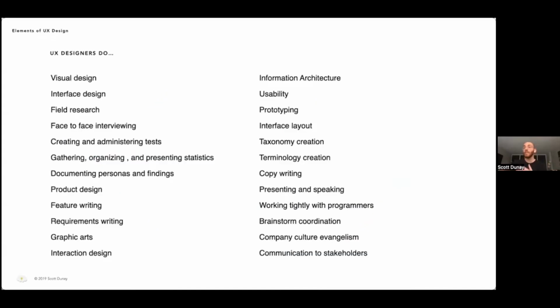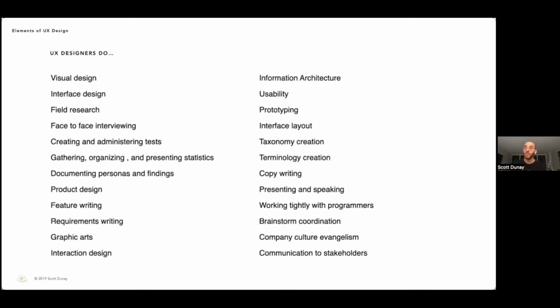And this is essentially a list of what UX designers do. We could go down the list: visual design, which is where we get into color theory and typography; face-to-face interviewing, now being conducted over Zoom because of the pandemic; copywriting, there are UX writers if you're interested; usability testing.